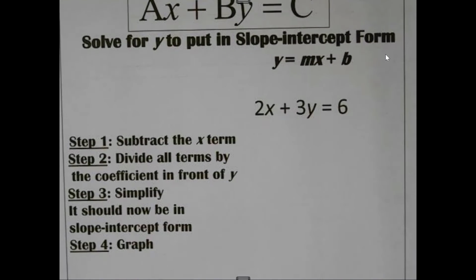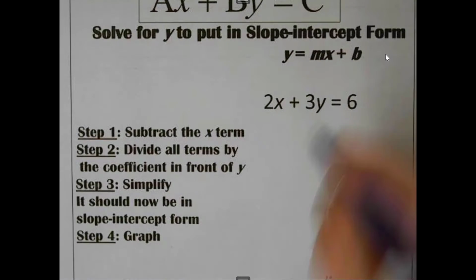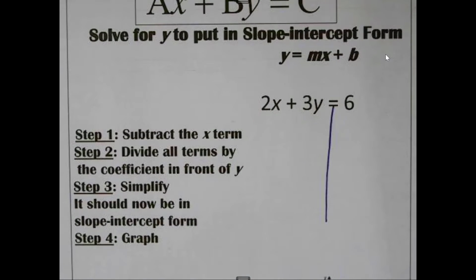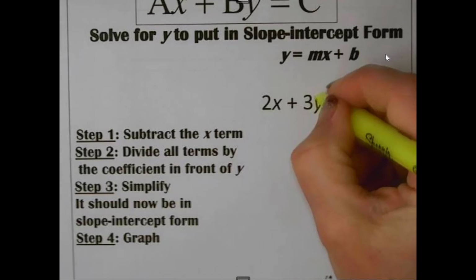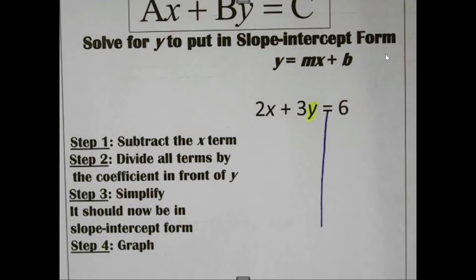So I'm going to draw a line down the equal sign, and this is really considered a literal equation. We went over that in Unit 1, where we solve for a specific variable. We are going to solve for y. So I'm going to highlight that. That's our goal, get y by itself.